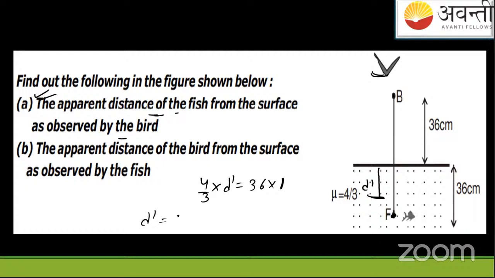When you solve this, you will get 4 by 3 times 36, which is 48 centimeters. Am I right? I think so. So this will give you 48 centimeters as the answer. No, this is wrong. Hold on. 4 by 3 is the medium's index. It's d dash. Okay, so we'll connect this thing.